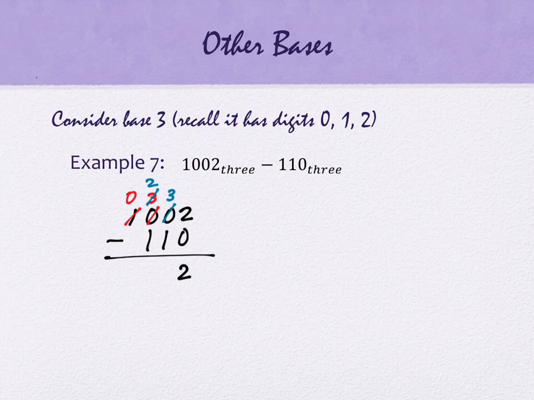So in the 3's column, remember I'm calling it the 3's column because we're working in base 3, so it's powers of 3. I have 3 minus 1, which is 2. And then I have 2 minus 1, which is 1. And this is in base 3. So 1, 2, 2, base 3.